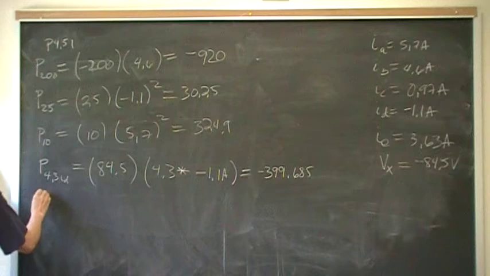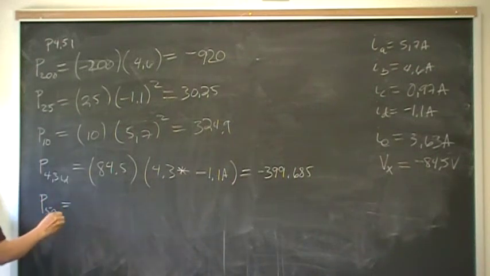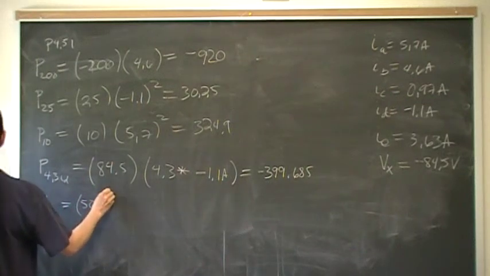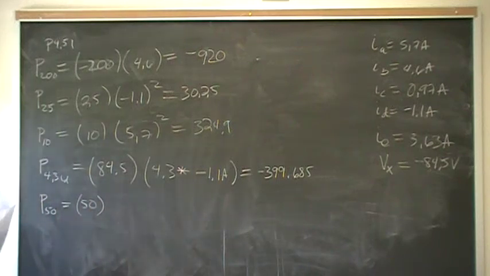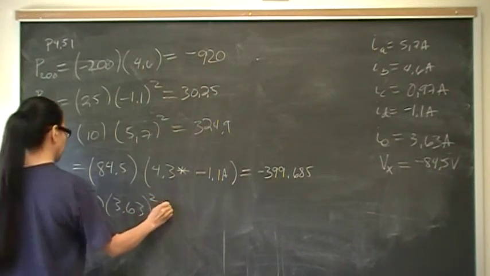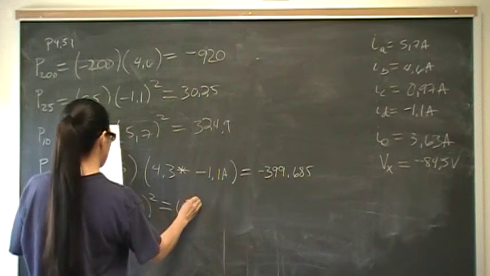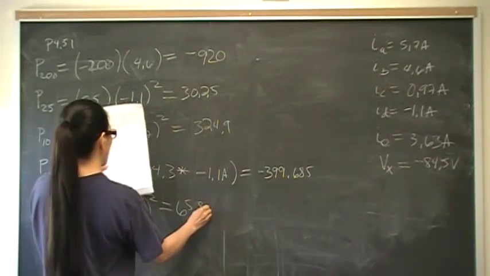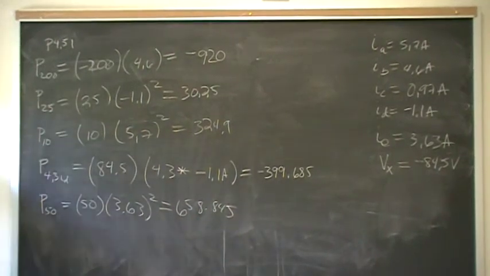So the next circuit element is the 50 ohm resistor. So that's going to be I squared R. The R is 50. The I is going to be IE. So that's going to be 3.63 squared. So that gives me 658.845. I have two more circuit elements.